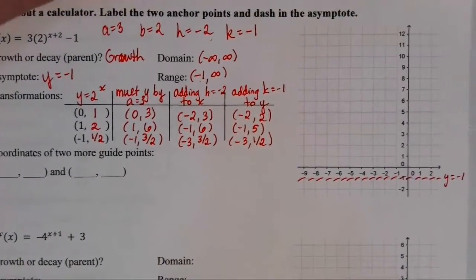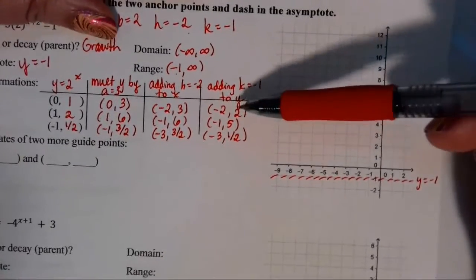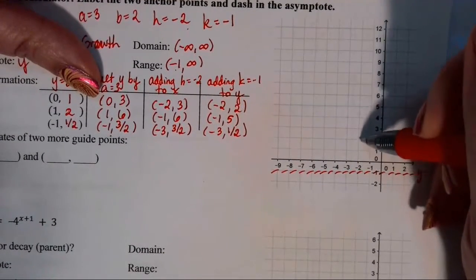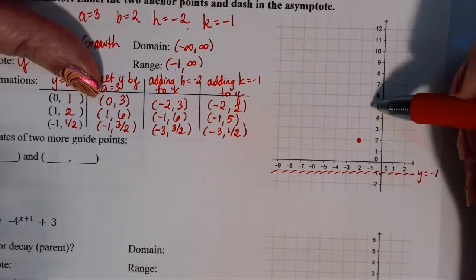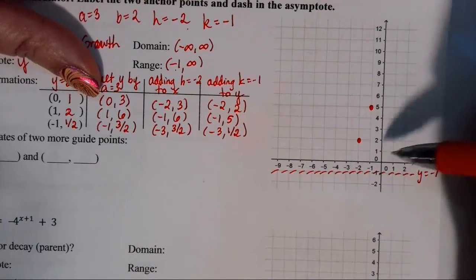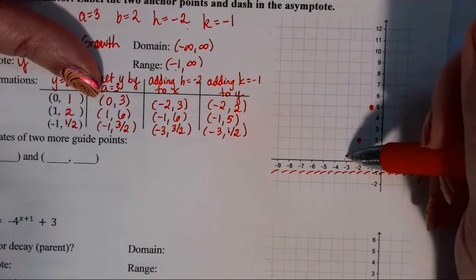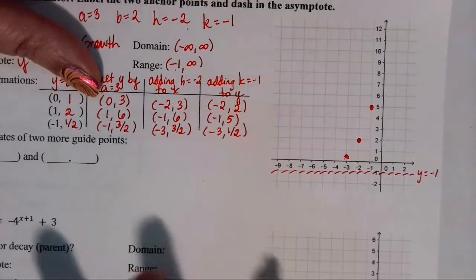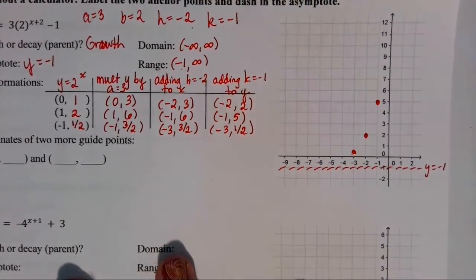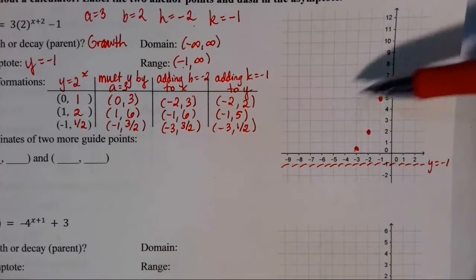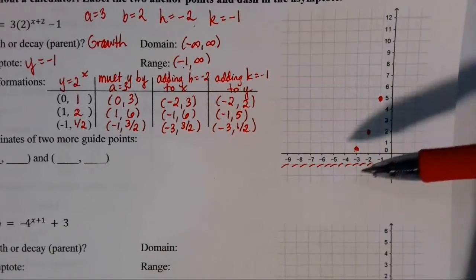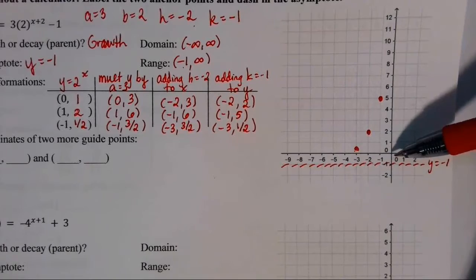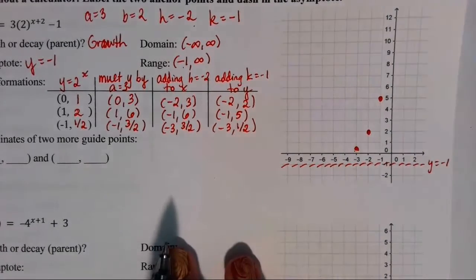So we'll come over to our coordinate plane and plot these points at -2, 2, -1, 5, and then -3, 1/2. Now we can see that we need to find some additional guide points to help us figure out how to bend across this curve. One of them that would be useful would be knowing the y-intercept.